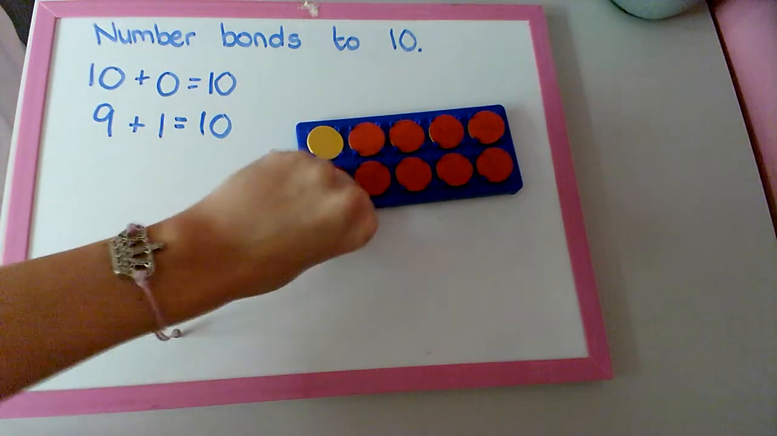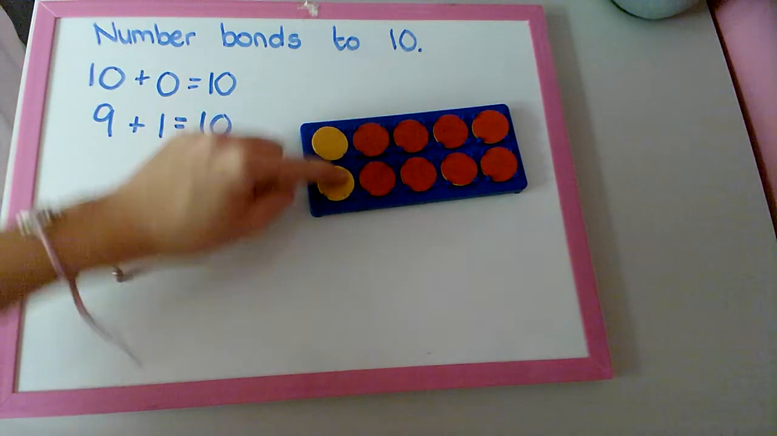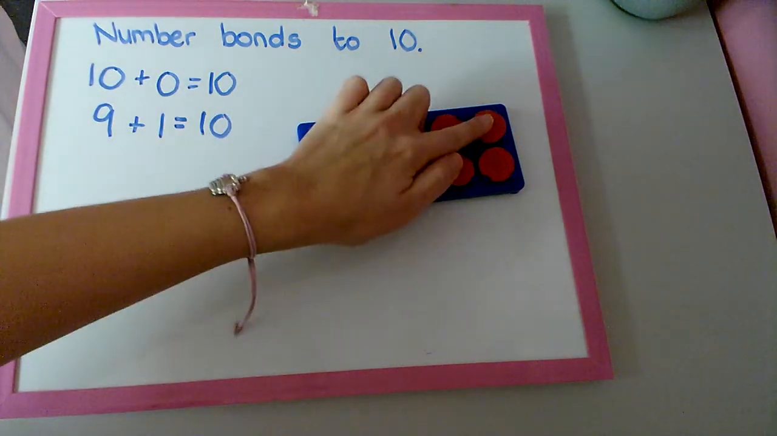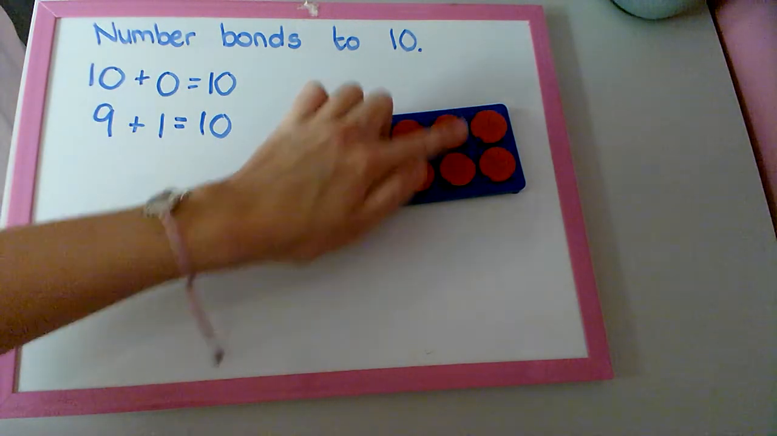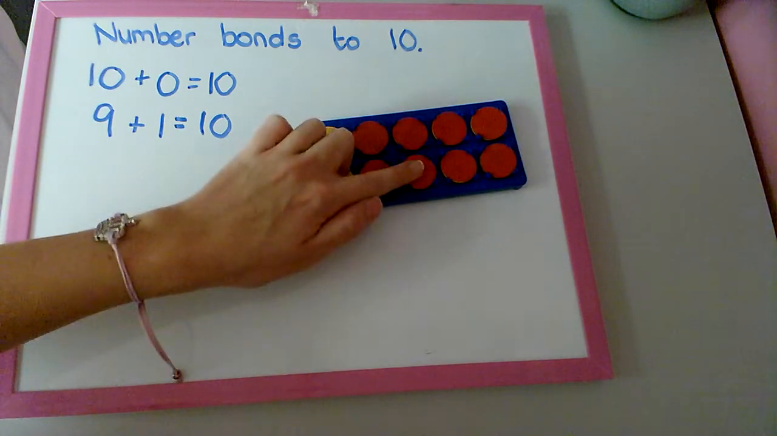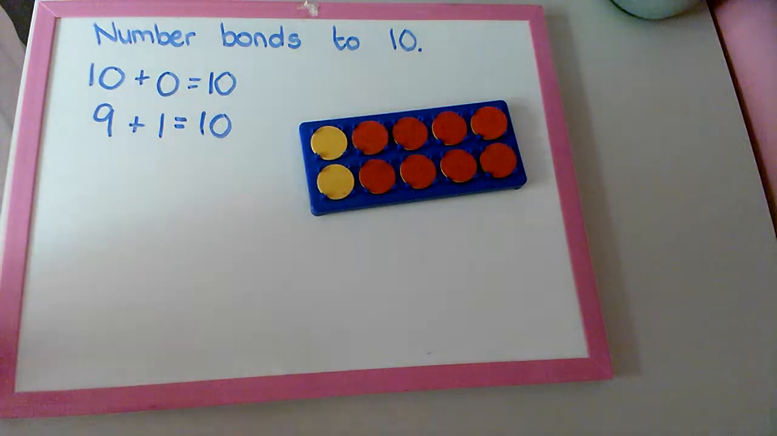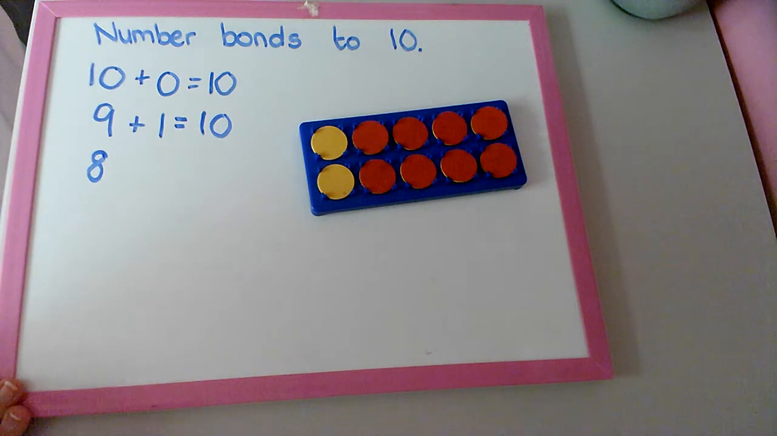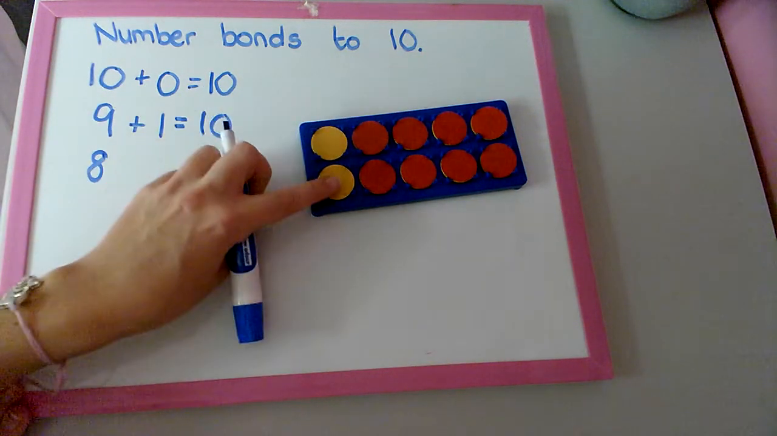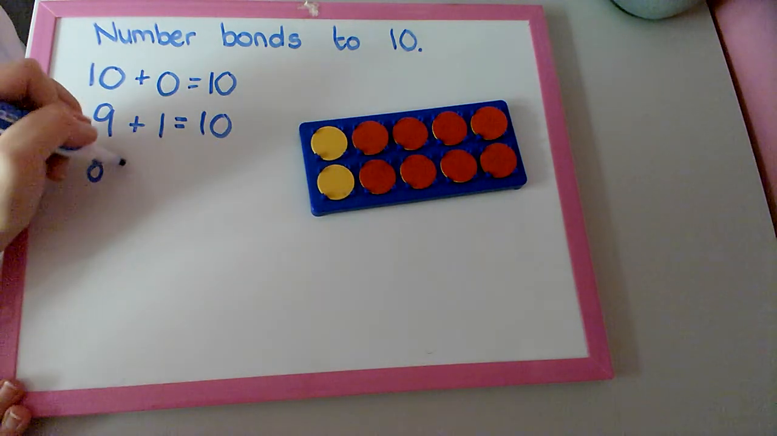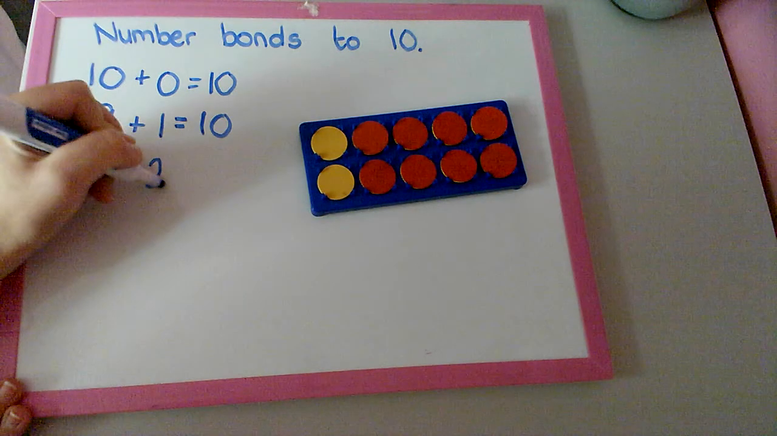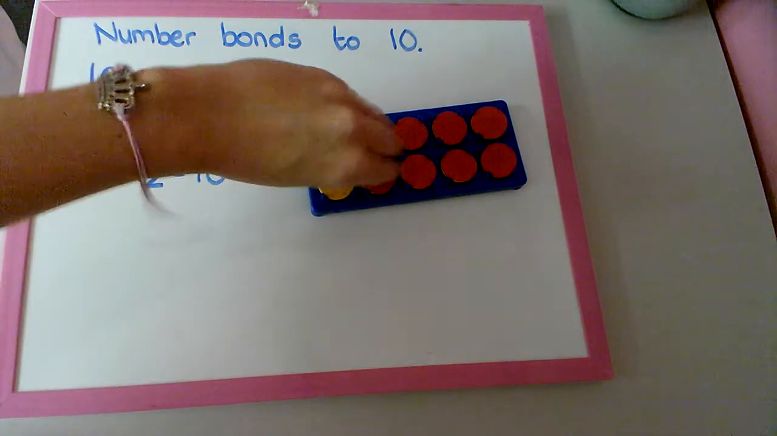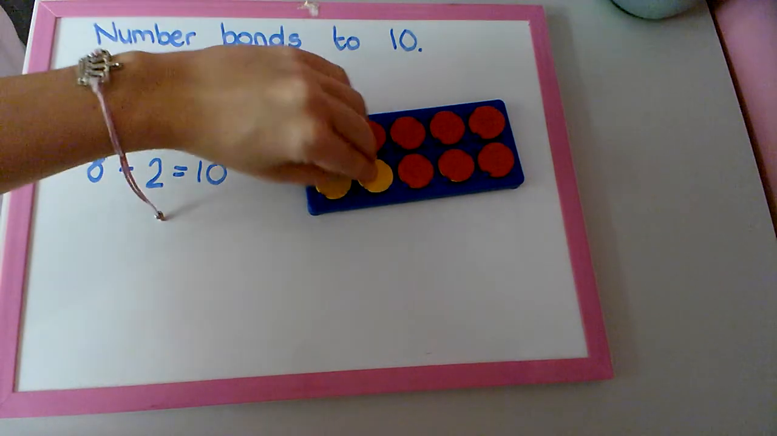What happens if I turn another counter from red to yellow? How many red counters do I have? 1, 2, 3, 4, 5, 6, 7, 8. So I have 8 red counters. How many yellow do I have? 1, 2. So 8 add 2 equals 10.